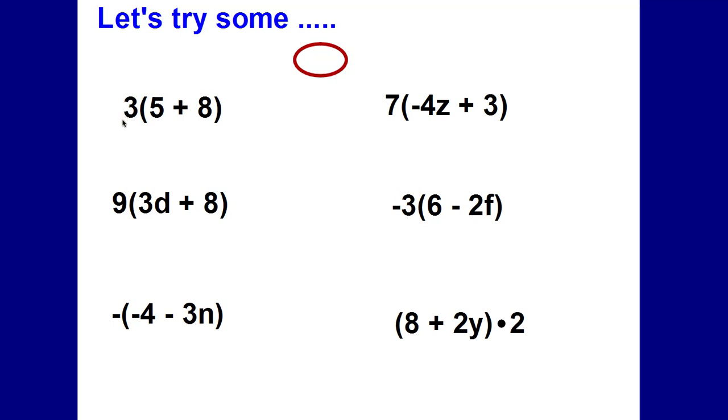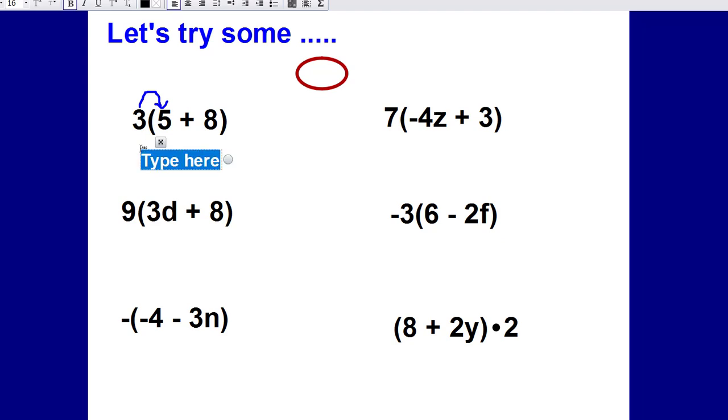Alright, so this is how we're using the distributive property. We know that we need 3 groups of the 5 plus 8. And we can break this down differently, and we can share or distribute the 3 to each term inside the parentheses. And that's what we're going to do. We're going to take the 3 and we're going to share or distribute it to the 5. We want 3 groups of 5. Well, when you distribute, you're multiplying. And 3 times 5 is 15.